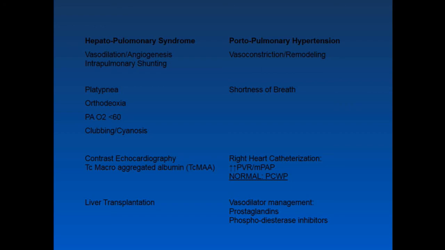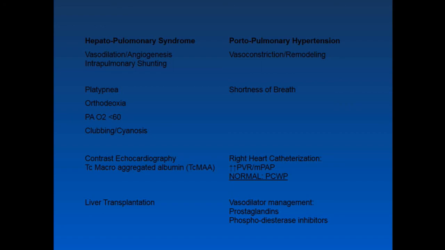A common presentation is shortness of breath. When I took my internal medicine boards, I got two questions on these symptoms, on platypnea and orthodeoxia. You know what that is, platypnea and orthodeoxia? When you change position, the oxygen levels drop down. You see what I'm saying? And the way to diagnose is contrast echocardiography, or technetium macroaggregated albumin study.